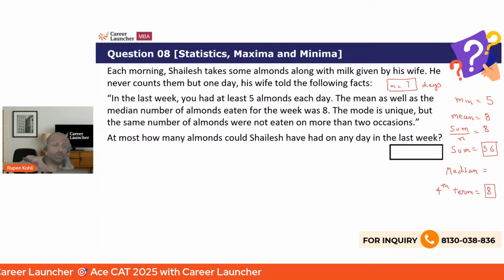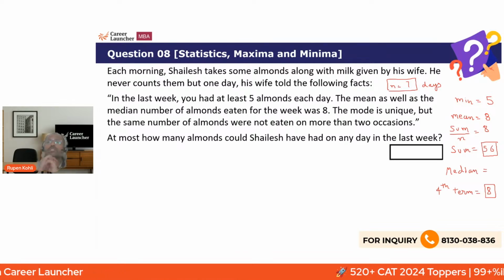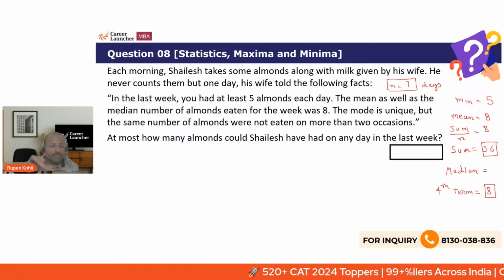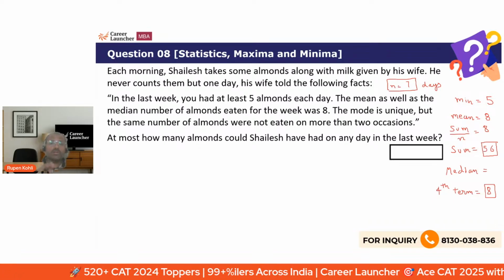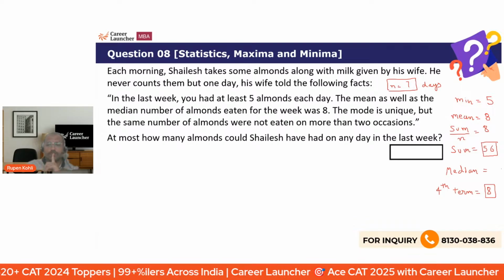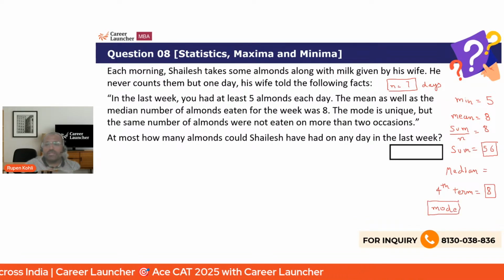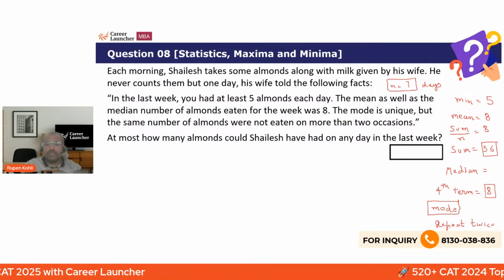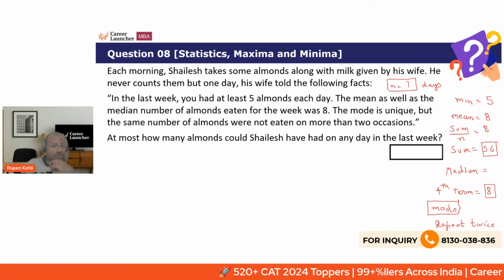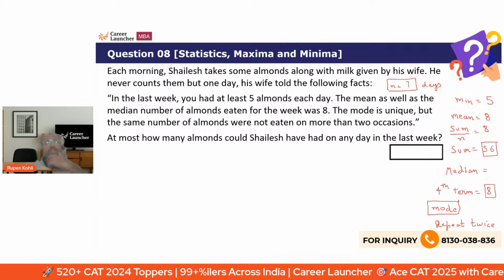And since the mode is unique, it means that there is a single number which repeats twice. It means that there is a single value which is the mode, which must repeat twice. So the mode is unique and the mode must repeat only twice and there is no other number which repeats. Right? So all that being in mind, we have to do one thing.